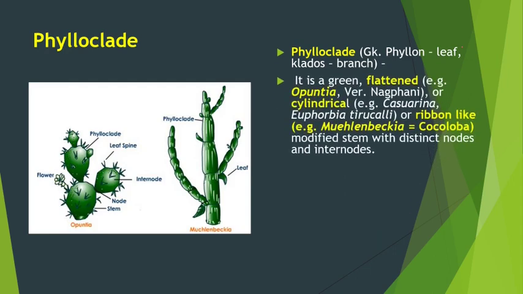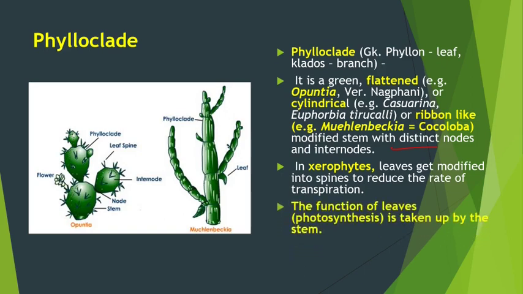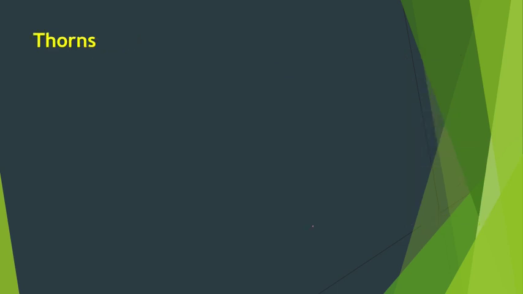You can see, as in the case of opuntia, that is nagfani, a leaf-like structure, phylloclade. In the case of euphorbia, tirukali, they have a cylindrical shape of the modified stem, whereas in muhlenbeckia, they have a ribbon-shaped stem. And these are proper modifications. They are showing distinct nodes and internodes, and they are reducing the rate of transpiration as leaves are absent. And of course the stem also performs the extra function, that is photosynthesis. So this is the modification of phylloclade.